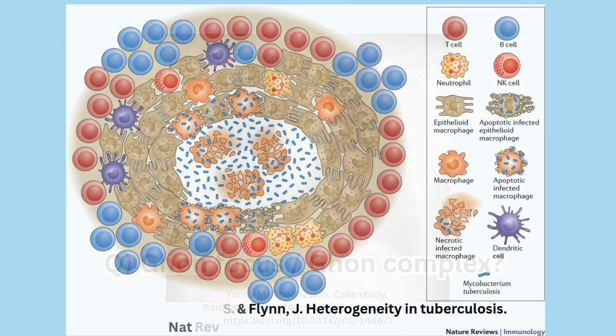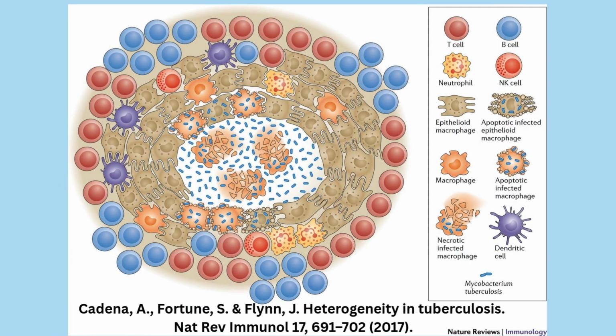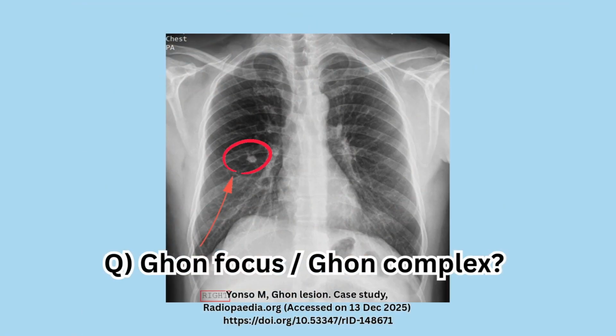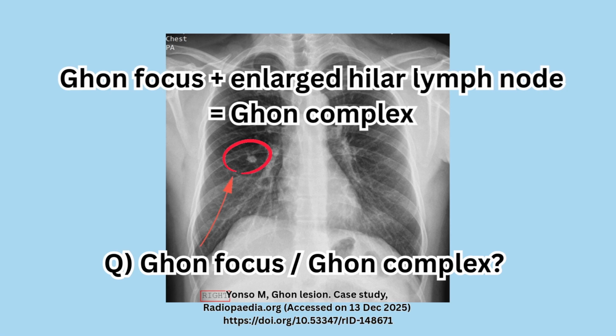A Ghon focus is the initial infection site where macrophages, epithelioid cells, and Langerhans giant cells gather, while lymphocytes form an outer layer that walls off the TB and traps it inside. A Ghon complex is this Ghon focus plus the enlarged hilar lymph node where macrophages carrying TB accumulate.